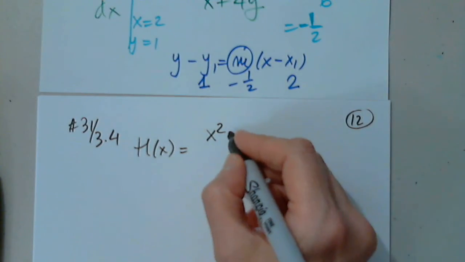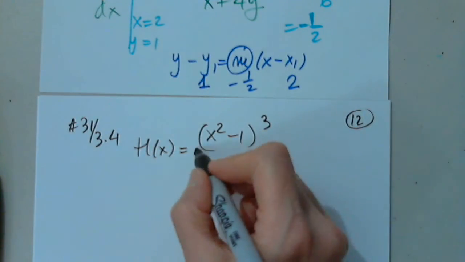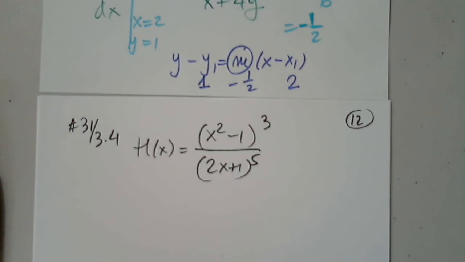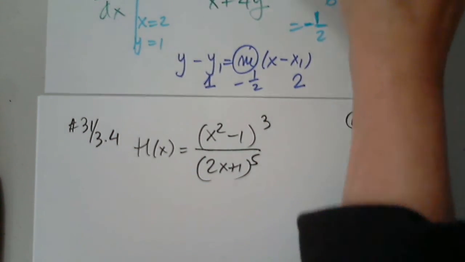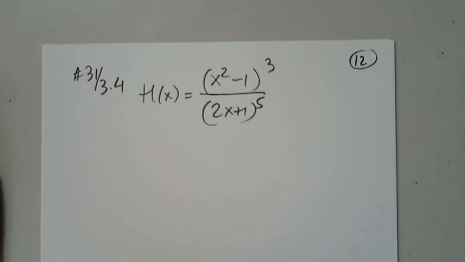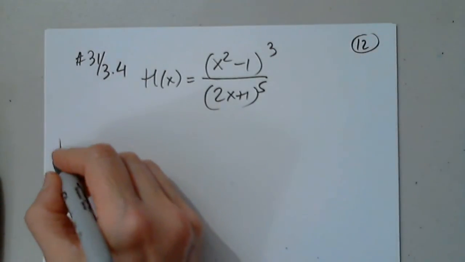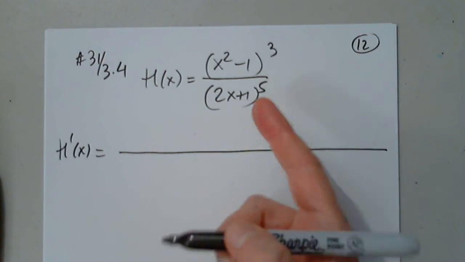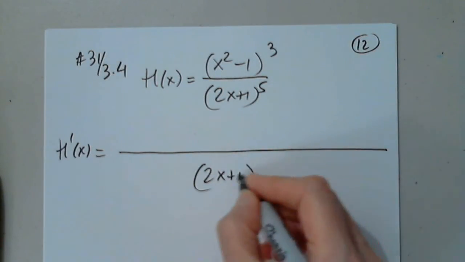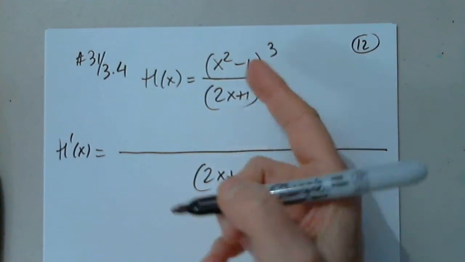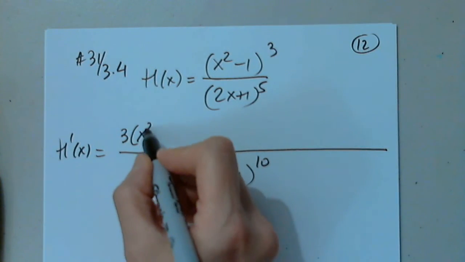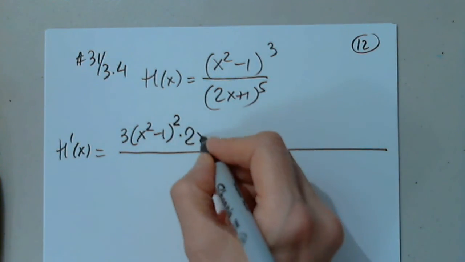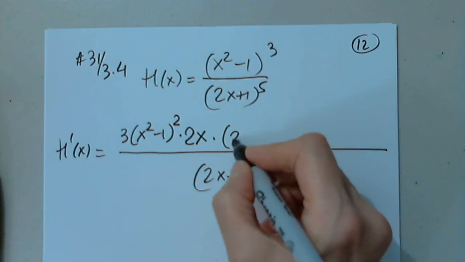So (x squared minus 1) to the third over (2x plus 1) to the fifth. They're asking us to find the derivative and fully simplify it. Let's see what we can do with this. So h prime of x: the denominator squared. The top prime, 3(x squared minus 1) squared times the inner function prime, times the denominator.